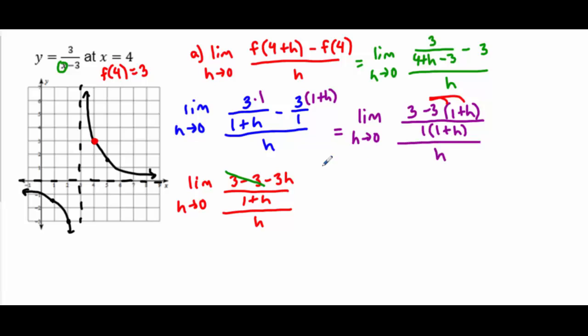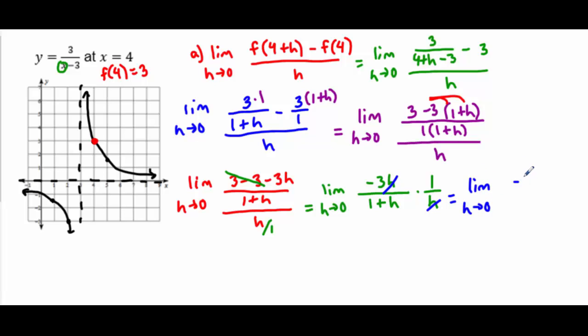3 minus 3 is 0. I'm going to make h be over 1, and I'm going to flip my denominator and multiply. So I have negative 3h over 1 plus h, and I'm going to times that by the reciprocal of this, which is 1 over h. Now my h's cancel, and so I get negative 3 over 1 plus h.